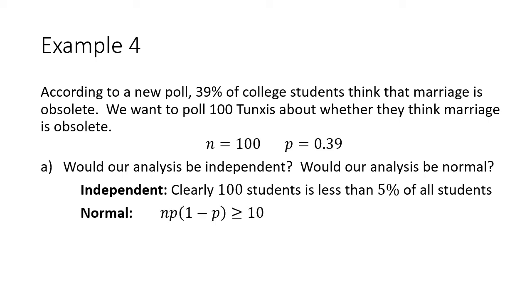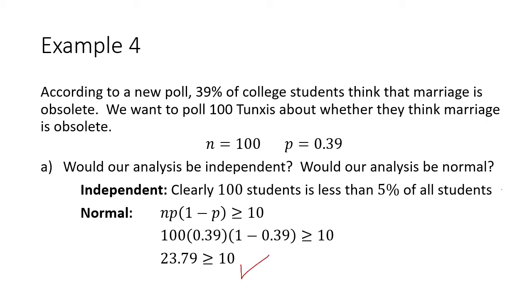So to assure that it's normal, we're going to use that n times p times 1 minus p and make sure that's greater than or equal to 10. And we're just going to use the numbers that are in the problem. We're going to substitute 100 for the n and 0.39 for the p, and then it's just a matter of order of operations. Check it on your calculator, and yeah, sure enough, 23.79. Is that bigger than or equal to 10? Of course it is. So we get a big check mark for normal. We get a big check mark for independent. We can actually continue on with our analysis.